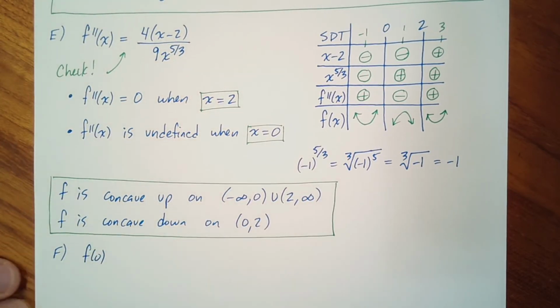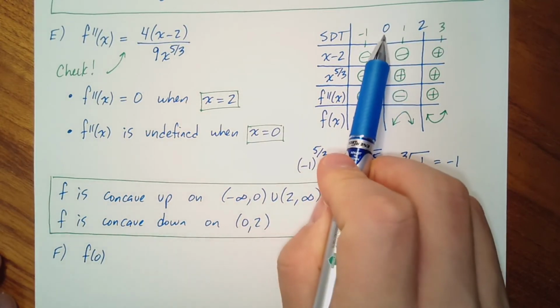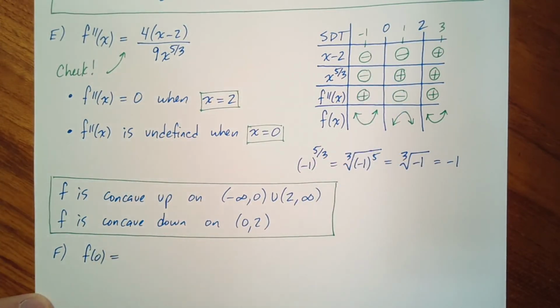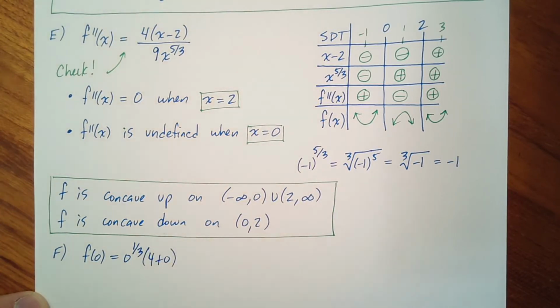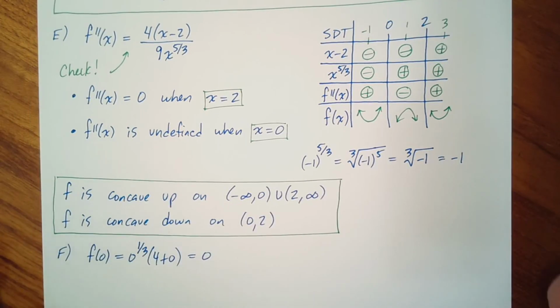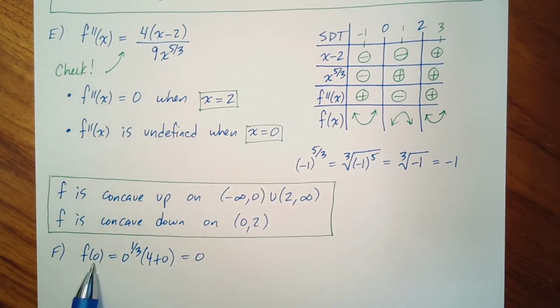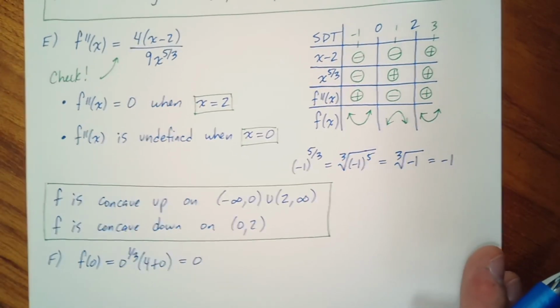So f of 0, for starters, plug in this value to get the y coordinate. F of 0 is equal to, remember what f was? It was f of x is x to the 1/3 times 4 plus x, and you have that available too if you have your paper out in front of you. So take a look. But f of 0 is going to work out to be 0 to the 1/3 times 4 plus 0. So 0 to the 1/3 is just 0. So you've got 0 times 4, which is 0. So that tells you what the y coordinate of one of the inflection points is. That's actually the origin, right? Which ended up being your intercept, the x and y intercept. But it's also an inflection point according to step F. So that will be good information to have when we go to do our sketch.